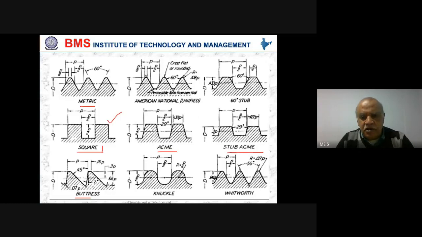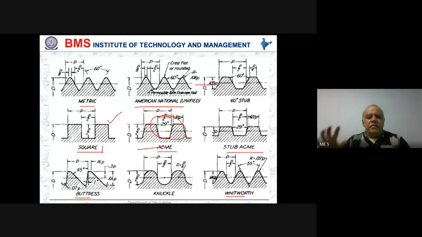Acme threads are trapezoidal threads, which have an angle 2 theta. The angle of the threads is 2 theta, around 29 degrees. Pitch is the distance between two crests or roots. We have 60-degree stub, unified threads, Whitworth threads, and so on. All these have come into picture depending upon the type of application. Knuckle threads are used in the recirculating ball screw assembly. So depending upon the type of application, various threads have come into picture.